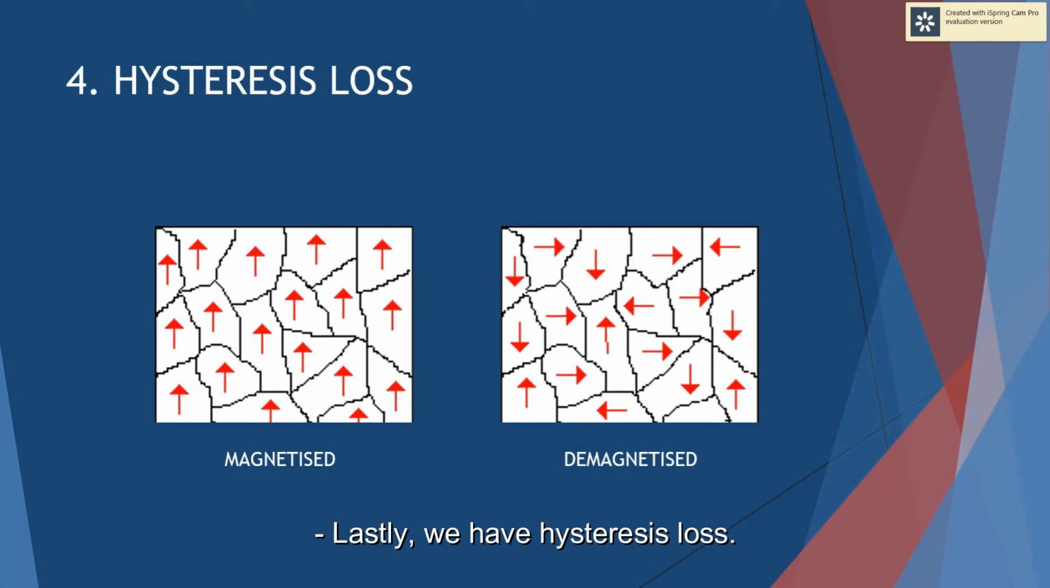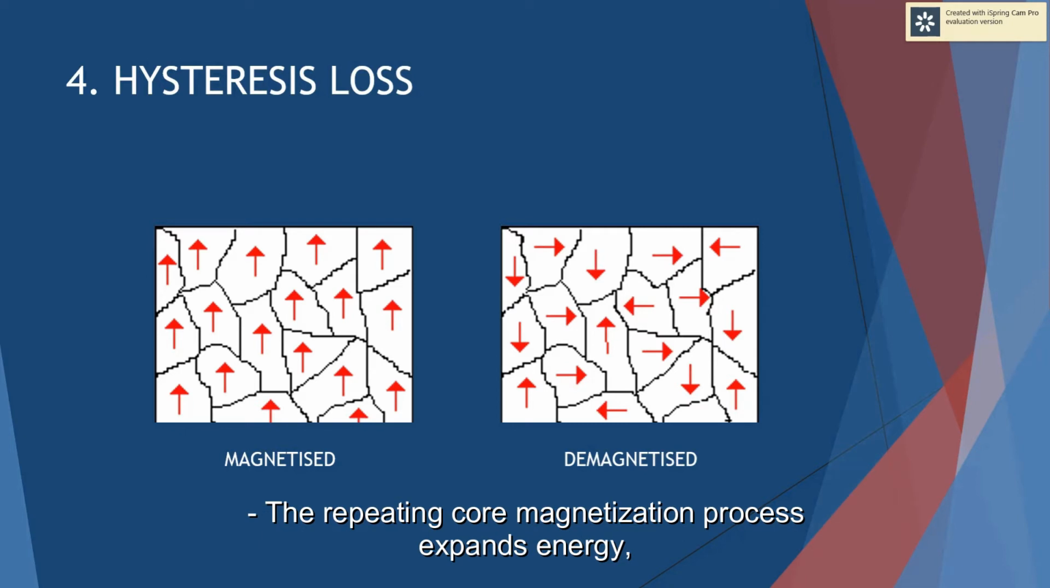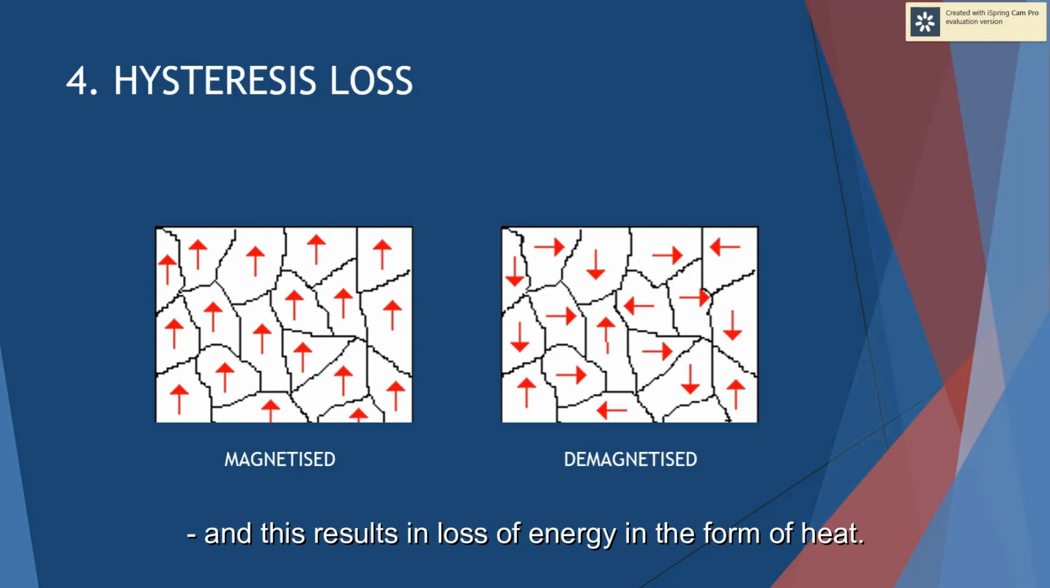Lastly, we have hysteresis loss. The magnetization of the core is repeatedly reversed by the alternating magnetic field. The repeating core magnetization process expends energy, and this results in loss of energy in the form of heat.